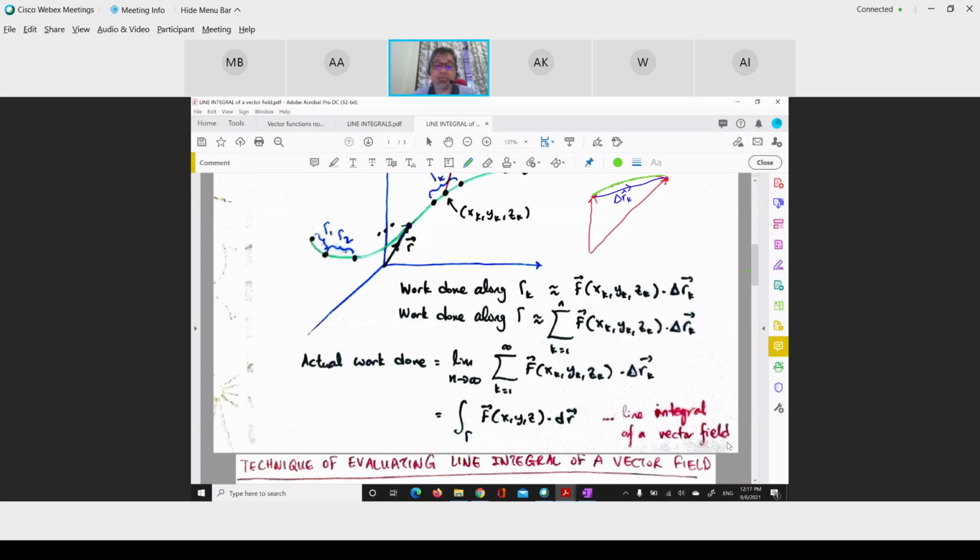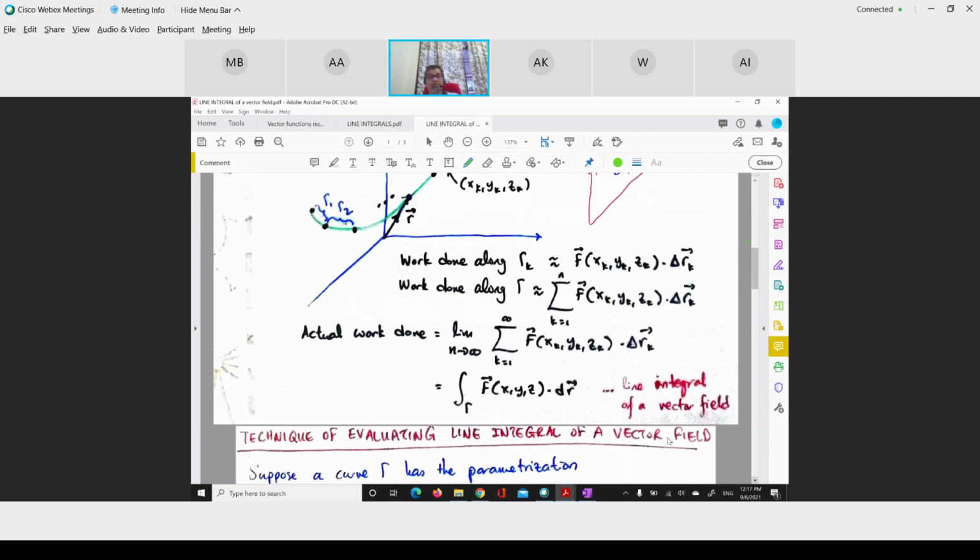Okay, this is useful to what? To calculate the work done involving variational force field. Okay, so I've introduced you to this concept of line integral of a vector field through this problem of finding the work done.